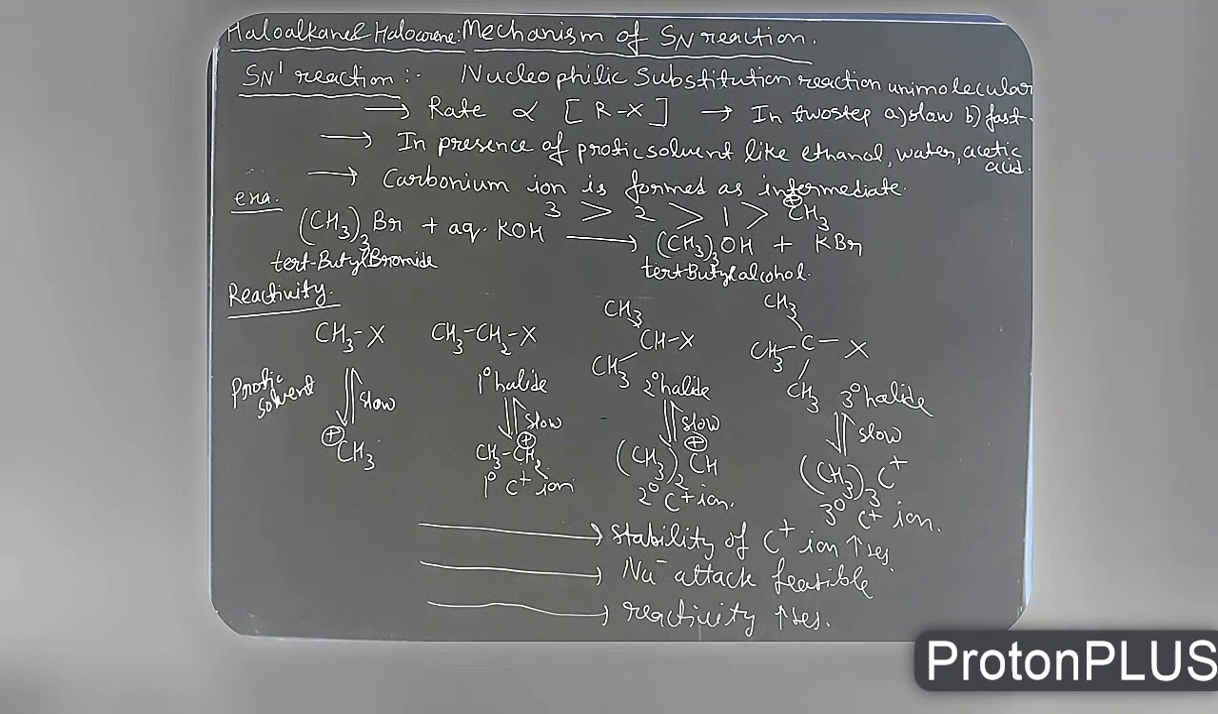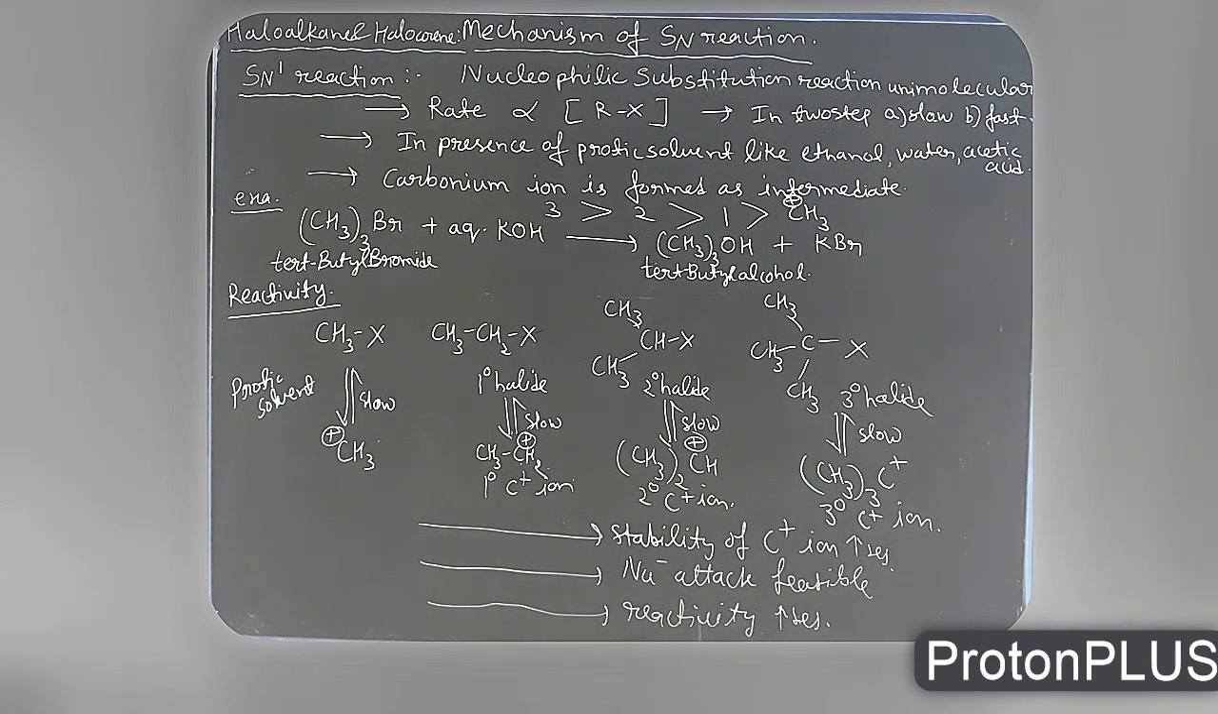Next we will take isopropyl halide. It is a 2 degree halide, halogenated carbon atom directly bonded to 2 carbons. It will generate 2 degree or isopropyl carbonium ion. Similarly, tertiary butyl halide, that is a 3 degree halide, in the slow step of the reaction in presence of protic solvent, will generate tertiary butyl carbonium ion, that is 3 degree carbonium ion.